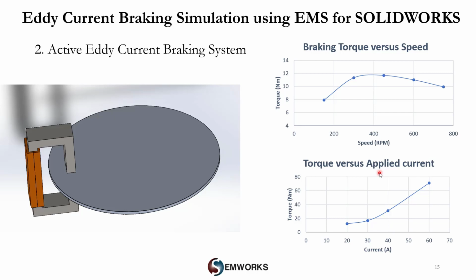At the bottom right side, we have the braking torque results versus the applied current. As you can see, the torque increases with the applied current. So once we increase the current, we get higher torque in our braking system.